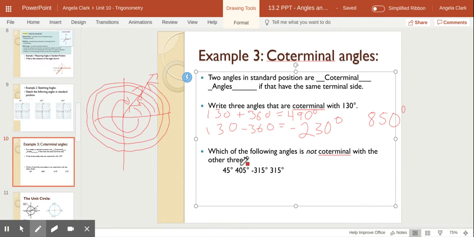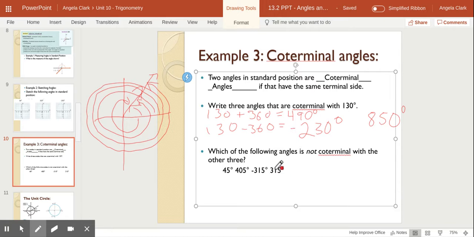So let's look and see which ones of these are not coterminal. I'm going to start with 45 degrees and add 360 and see if I get 405. I do, so these two are coterminal. Then I'm going to take 45 and subtract 360, and I get negative 315. So this is coterminal, so these three are coterminal. This one is clearly the odd one out.